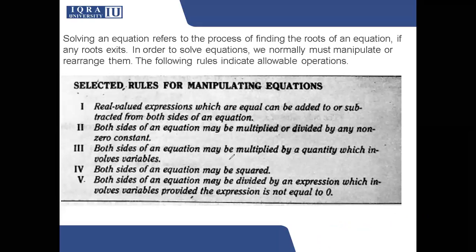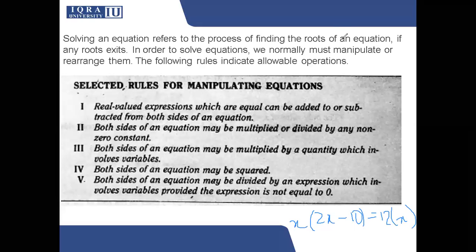We can also multiply both sides of the equation by a quantity which involves variables. For example, if I were to say something like 2x minus 10, again I'll write it as 12, I can multiply both sides by the variable x as well. I can do that as well. It doesn't have to be necessarily just constant numbers.